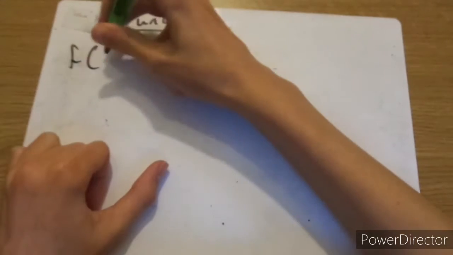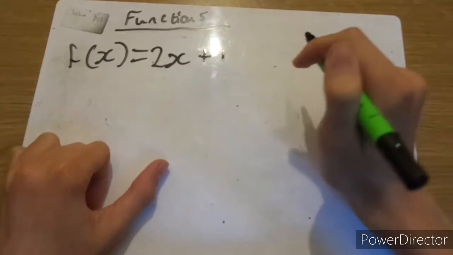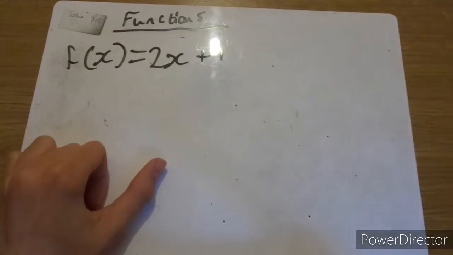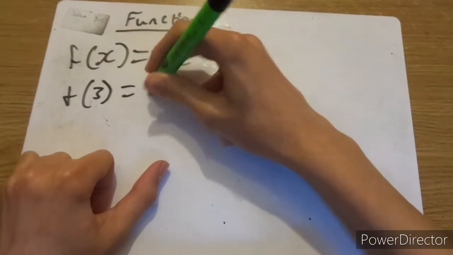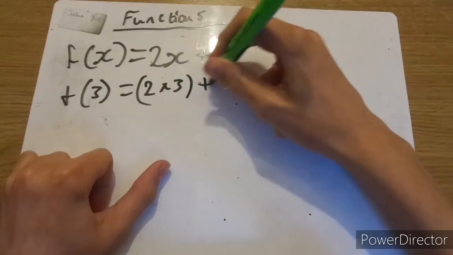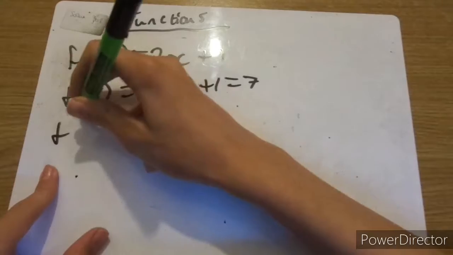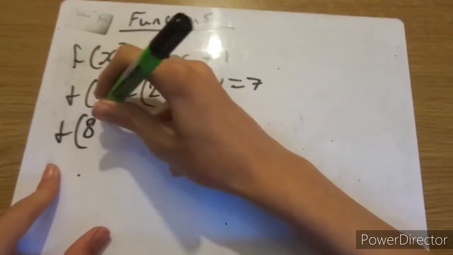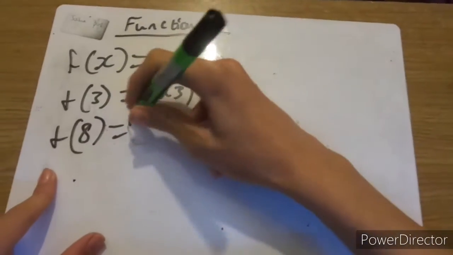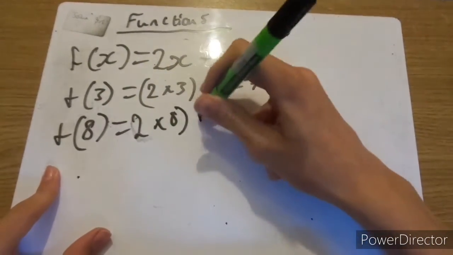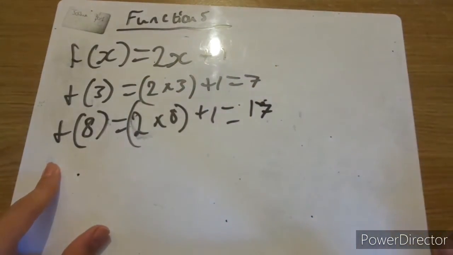For example, f of x is equal to 2x plus 1. Let's say x is 3. So f of 3 is equal to 2 times 3 add 1, which would give you 7. Another example would be f of 8. It'd be the exact same thing, except with different numbers. Does that make sense?